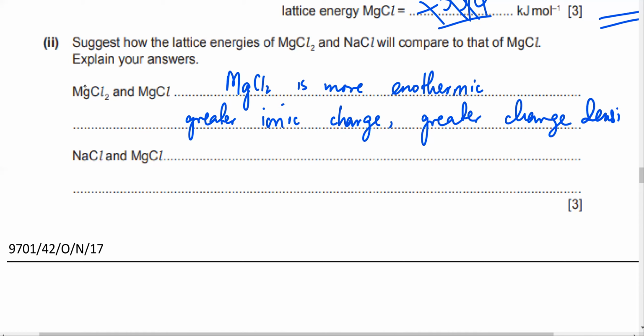Plus, another thing about Mg2 plus is that it's going to be a lot smaller as well. Not only has it a greater ionic charge, it has a smaller ionic radius as well. So there are two reasons for that. Why does it have a smaller ionic radius? Because Mg2 plus loses its outer shell. Mg plus one doesn't really lose its outer shell.